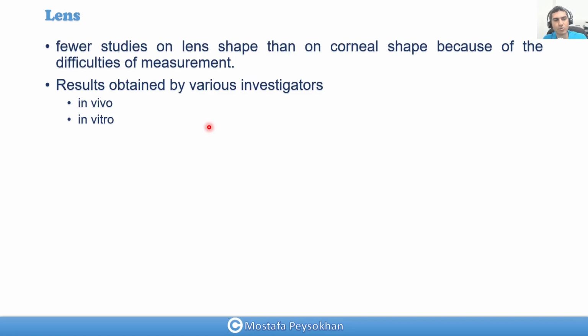Vitro in Latin means glass. So it means that in experimental or lab equipment, when you have a dead animal or anything, you can take it out and measure it in the lab. So we have two sets of data: live human or animals, and the lab.